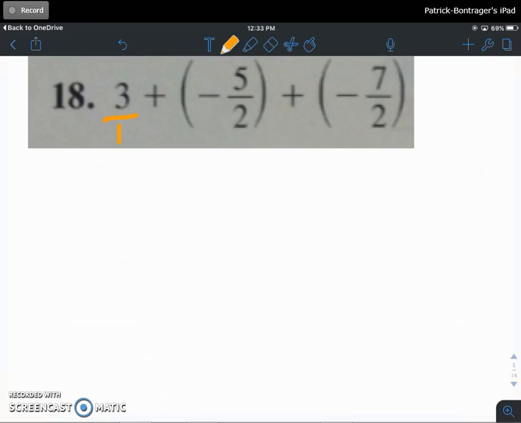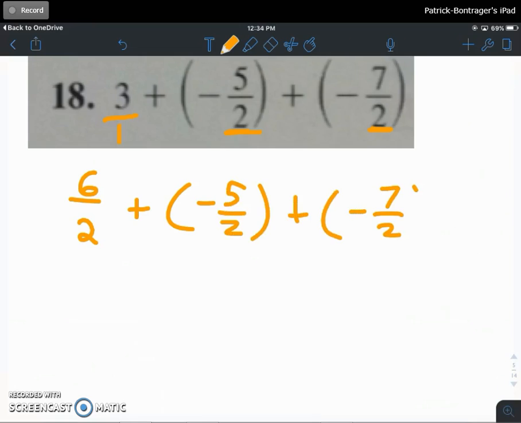So I haven't changed the number. I need a common denominator. My other two denominators are 2 and 2. So how can I go from 1 to 2? I can multiply by 2. So 2 times 3 is 6. So I got 6 halves plus a negative 5 halves plus a negative 7 halves.